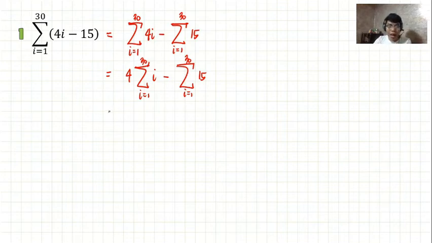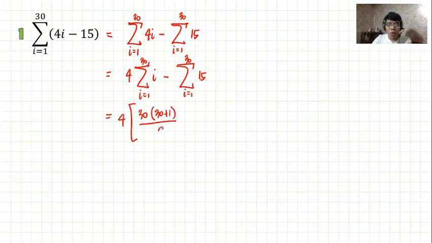So you will now have 4 times the quantity n, which is 30, times n plus 1, so 30 plus 1, all over 2. This is the first term. Minus summation of 15, that is summation of a constant. So we will just apply the first property. So that is 15 times the upper bound, 30, minus the lower bound, which is 1, plus 1.